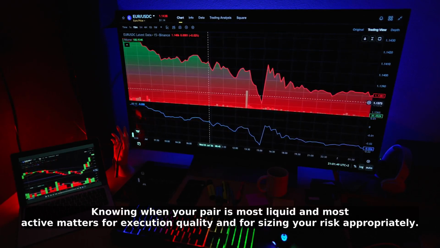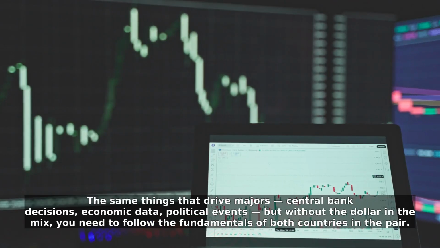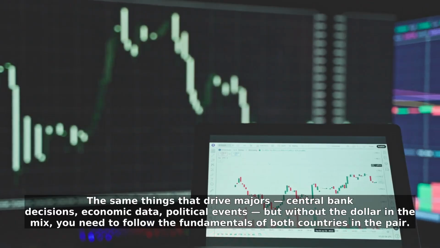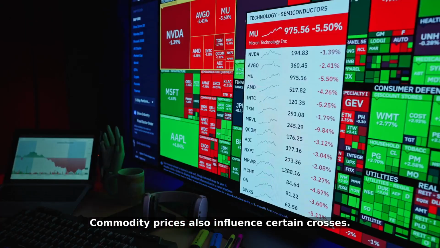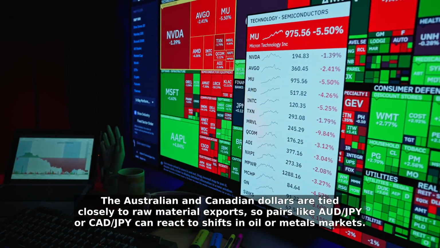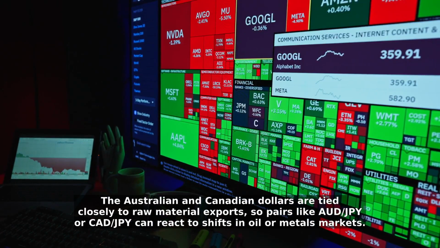Volatility also works differently in crosses. Some minor pairs become extremely active when two trading sessions overlap. GBP/JPY, for example, can move sharply during the London session. Knowing when your pair is most liquid and most active matters for execution quality and for sizing your risk appropriately.